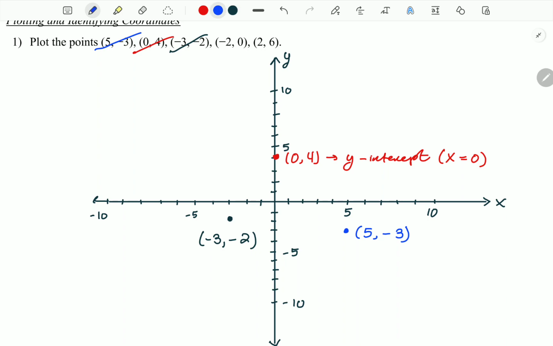-2, 0. Start at the origin, move 2 to the left. Because the y value is 0, we neither move up nor down. This point is located right here on the x-axis. And because that point is located on the x-axis, we can call this the x-intercept. And as we can see, the x-intercept is where the point crosses the x-axis and the value of y is 0. So y is 0 when it comes to the x-intercept.